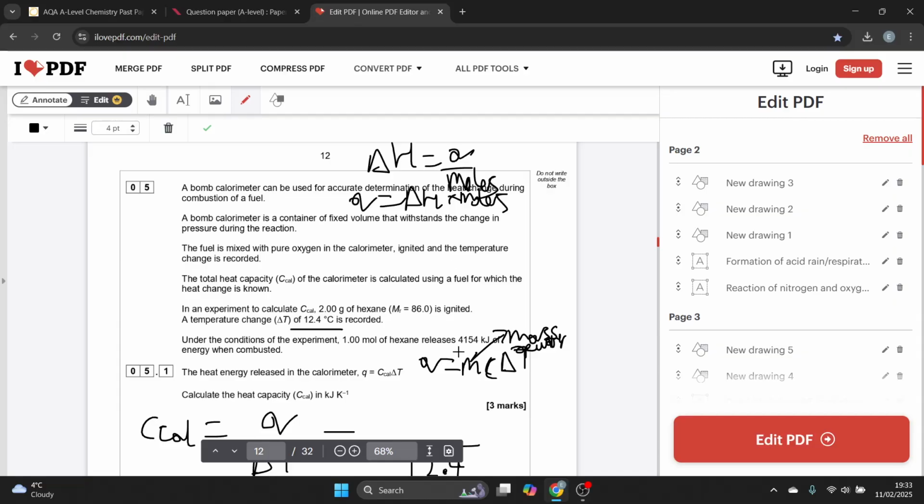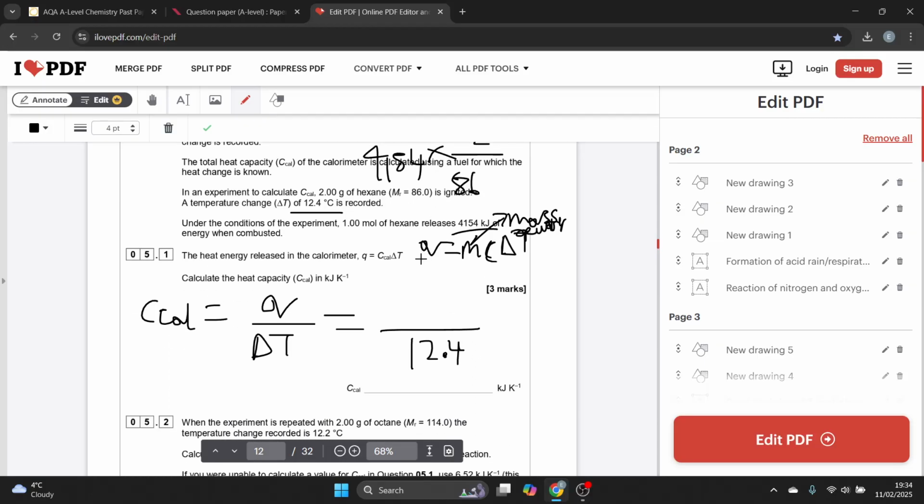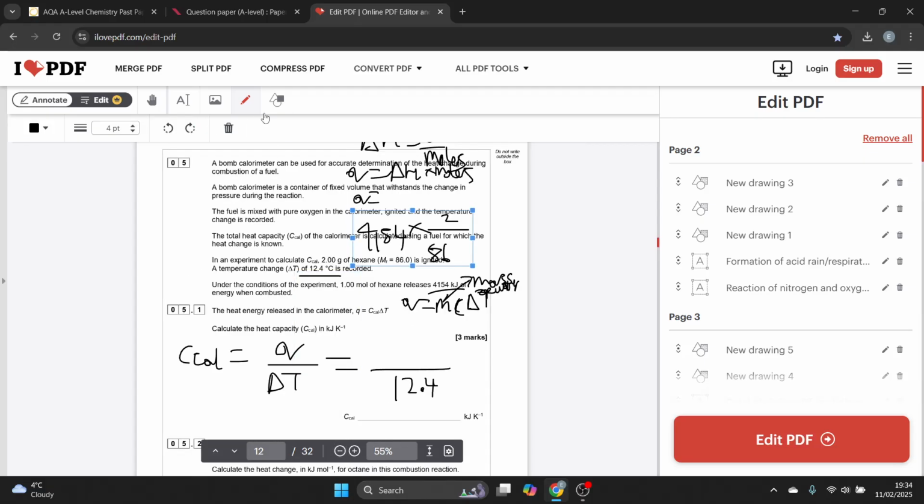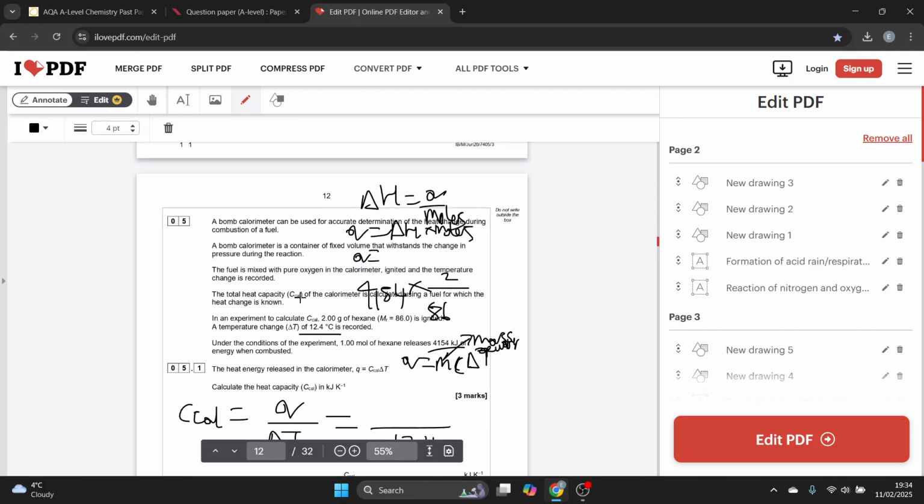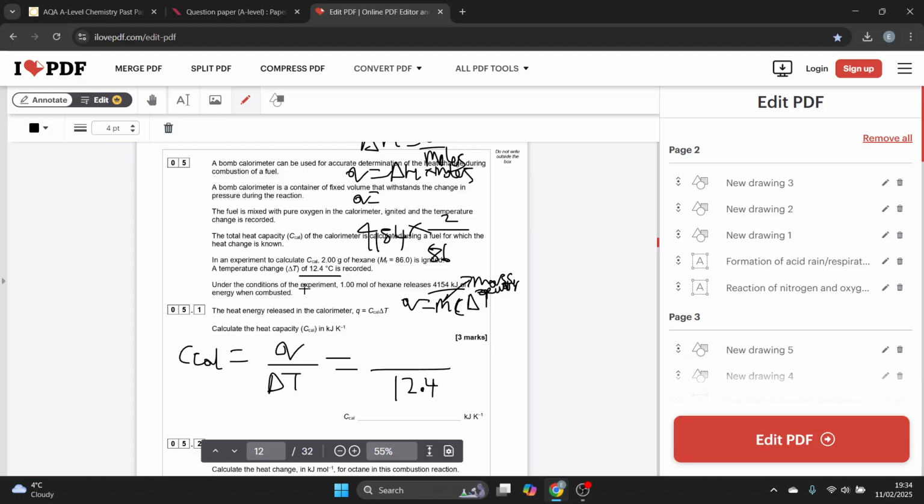And I know 1 mole releases this much energy when combusted. So Q equals, well, the moles of what? Moles of hexane, the mass over the Mr, times by 4154. Okay, you can see how they get a bit confusing, but it's just being so confident with these equations that you memorize that, you can just see where you need to use them.